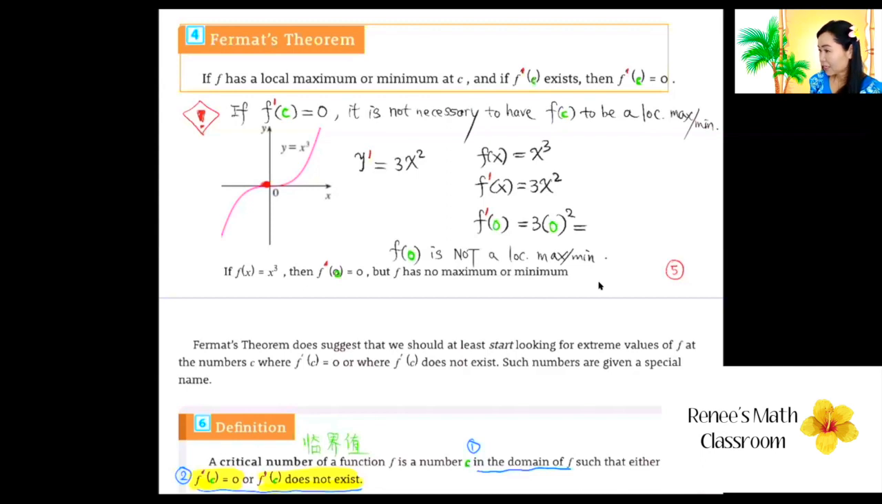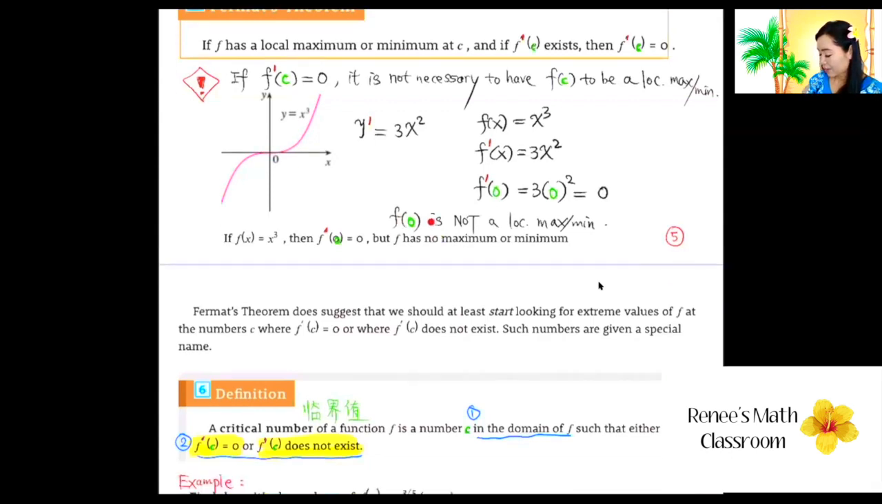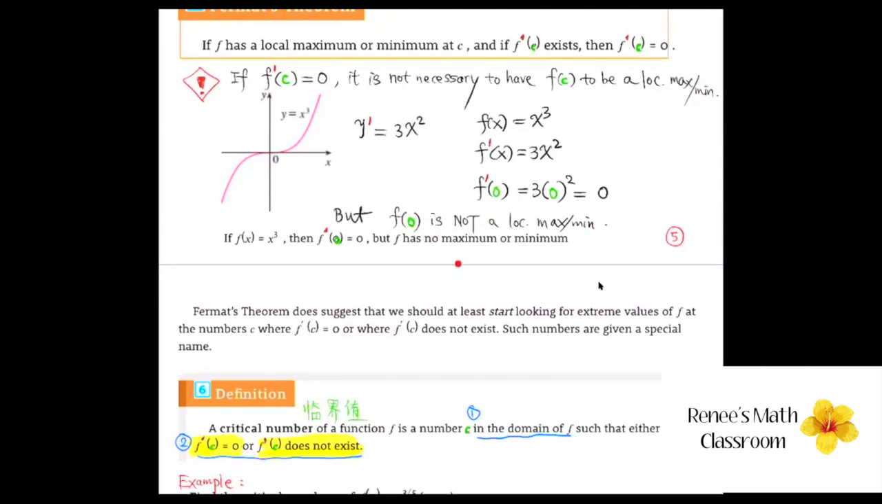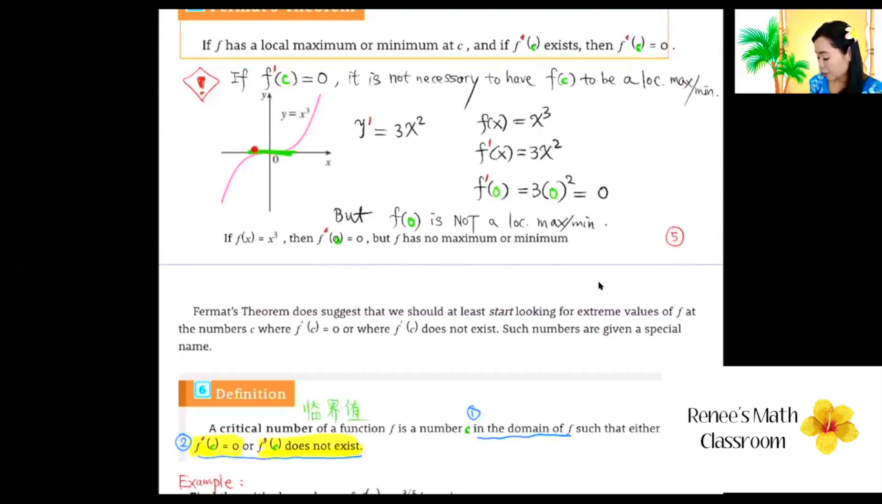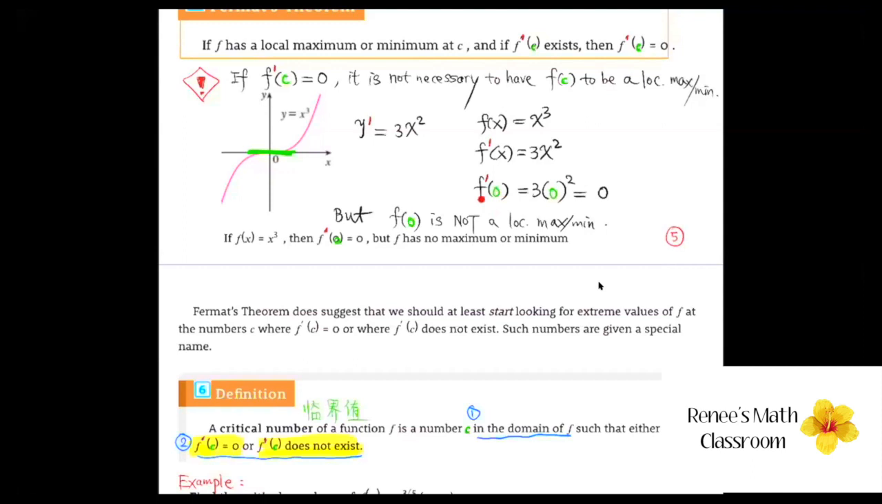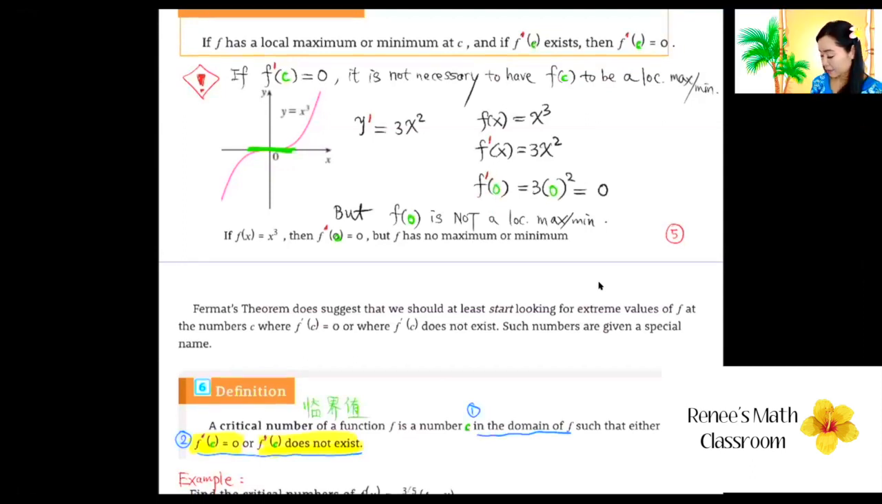However, the function value here at 0, is it local max or local min? It's not. This function value f at 0 is not local max or local min. We have to calculate to get a 0, not by looking at a graph, right? Because looking at the graph, you can see that the tangent line is actually horizontal. Do you see it's a horizontal tangent? And then also you can check over here by substituting 0 into x, you get f prime of 0 equal to 0. Okay. Thank you.